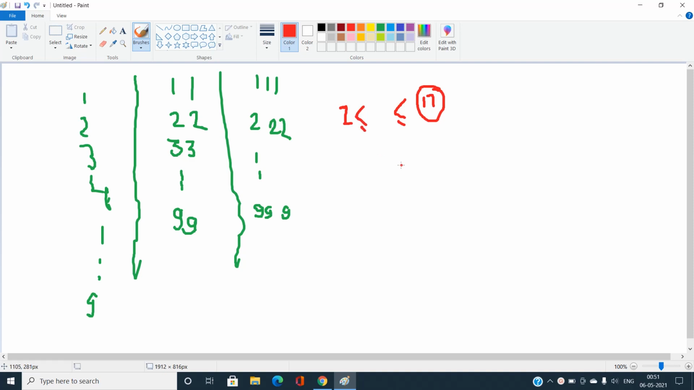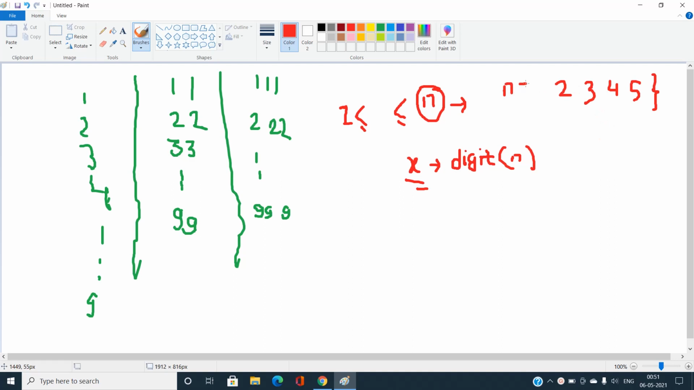So how are we going to do that? If we have been given the number n, let's say x is the number of digits present in this number n. If we have been given n as 2345, you can easily see there are 4 digits present in this number. So let's say x denotes the number of digits present in this number n.